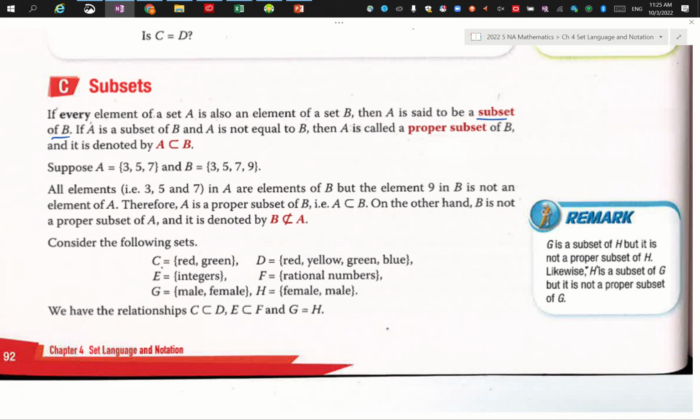No, right? What else does your bag have that your pencil case doesn't have? Books, your phone, so on and so forth, right? Therefore, your pencil case is not equal to your bag. And therefore, we say that your pencil case is considered to be a proper subset of your bag. It is a proper subset because although everything is inside, they are not the same.